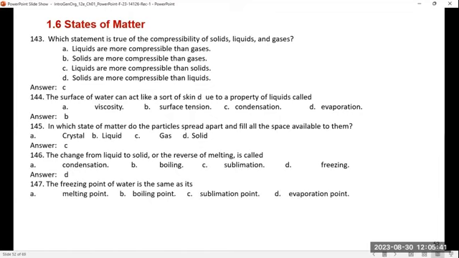The freezing point of water is the same as its melting point. These are reverse processes. They are the same. Freezing point is the same as melting point. So answer is A.